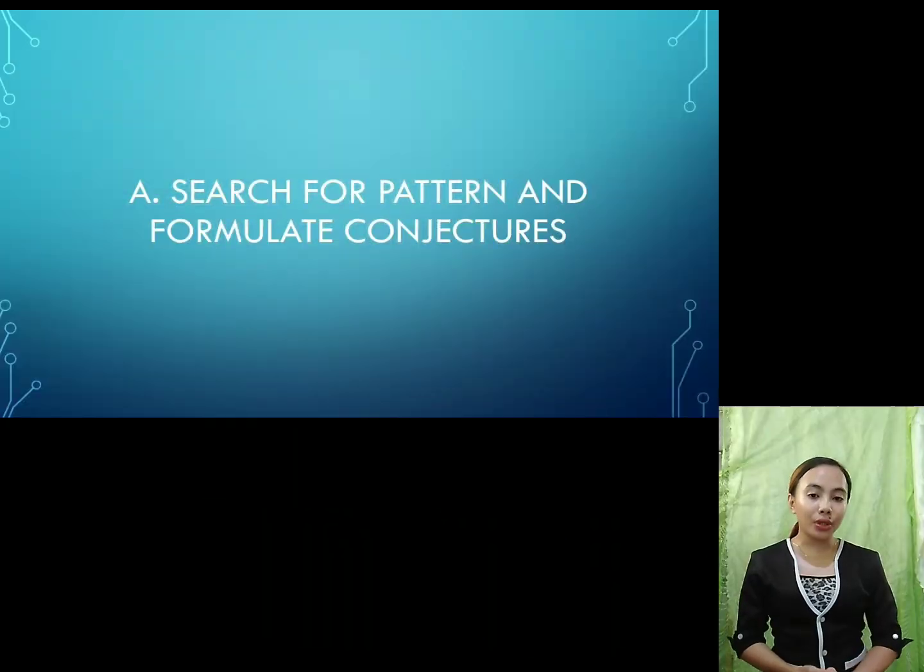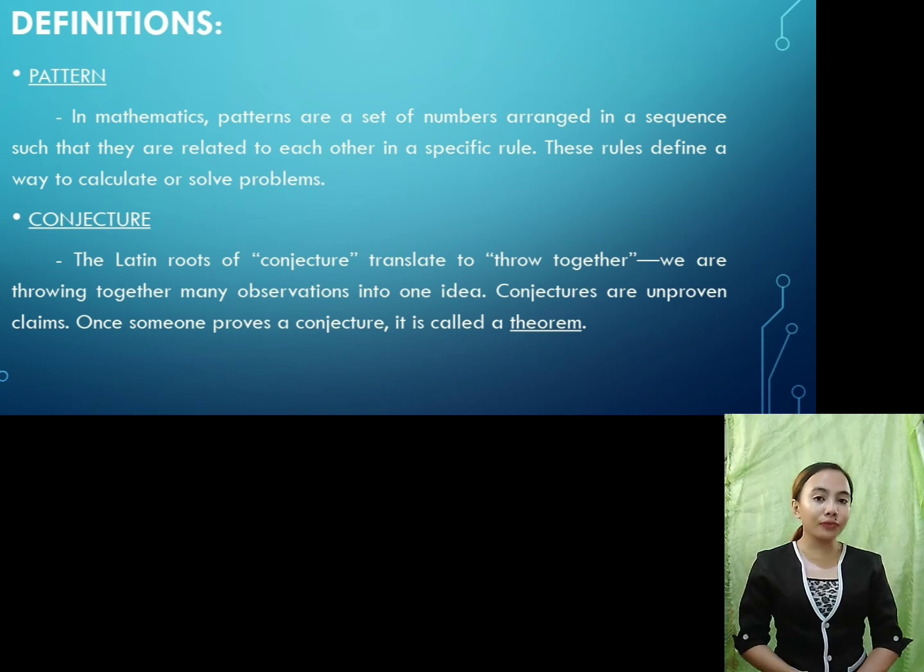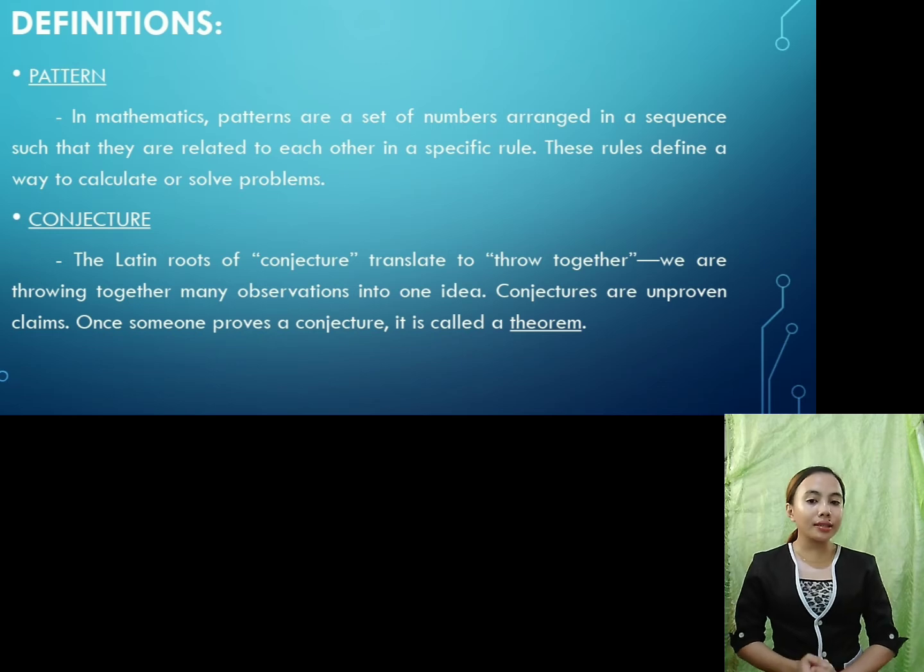So now let's proceed to search for pattern and formulate conjecture. But we define first what is pattern and conjecture. When we say pattern, in mathematics, patterns are a set of numbers arranged in a sequence such that they are related to each other by a specific rule. These rules define a way to calculate or solve problems.